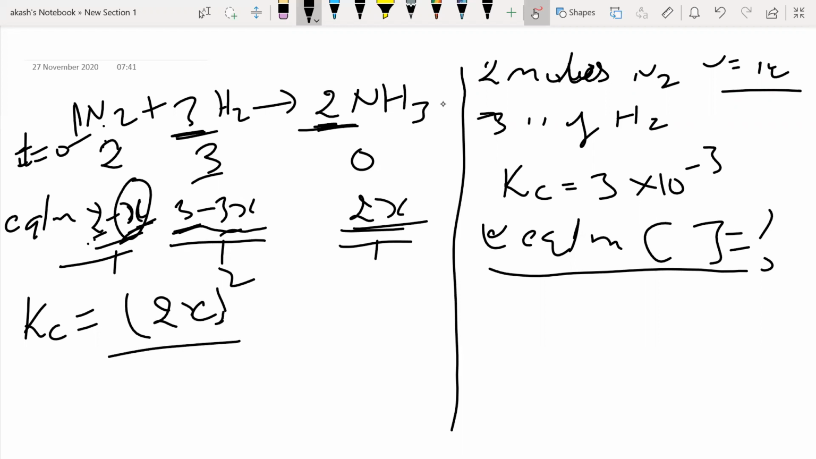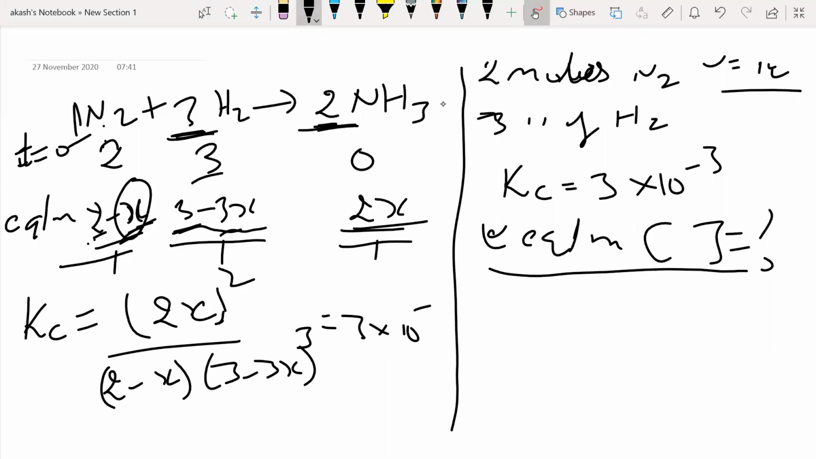Okay, denominator. 2 minus x into 3 minus 3x raised to the power 3. Exactly, right? 2 minus x for this N2, power 1 only. And for H2, it is 3 minus 3x, but I have 3H2, that is 3 as a stoichiometric coefficient, so this would be cubed. And the Kc value we know. Kc value is 3 into 10 to the power minus 3.